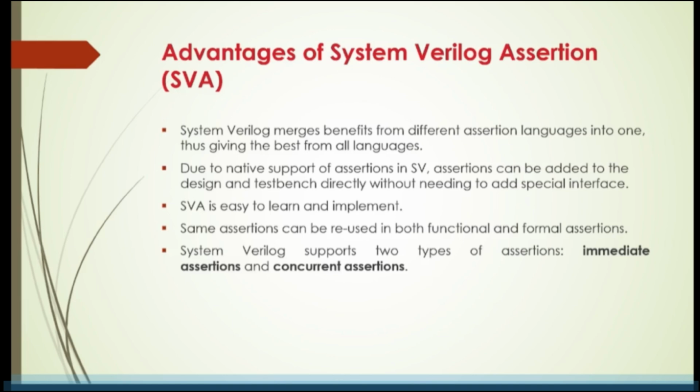Basically, in SystemVerilog, we will be using functional assertions. Functional assertion means that in order to check the functionality and behavior of the design, we will be developing these assertions in SystemVerilog. So basically, in SystemVerilog, there are two kinds of assertions. One is immediate assertion, and another is concurrent assertion.